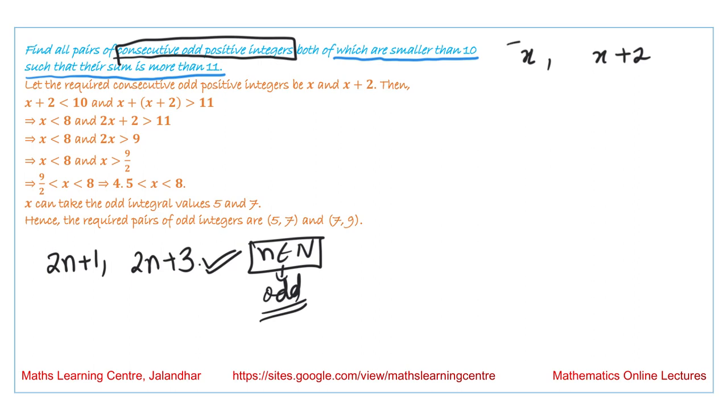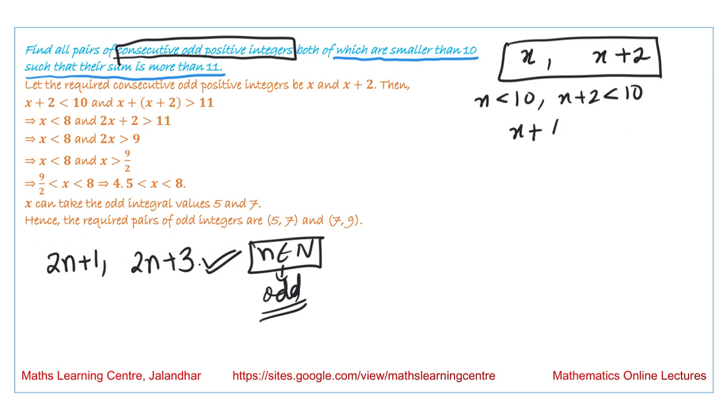So suppose we are solving it by using these two numbers x and x plus 2, and it is given that find a pair of consecutive odd positive integers, both of which are smaller than 10. So it is given that x is less than 10, x plus 2 is less than 10, and their sum is more than 11. Their sum, x plus x plus 2, is greater than 11.